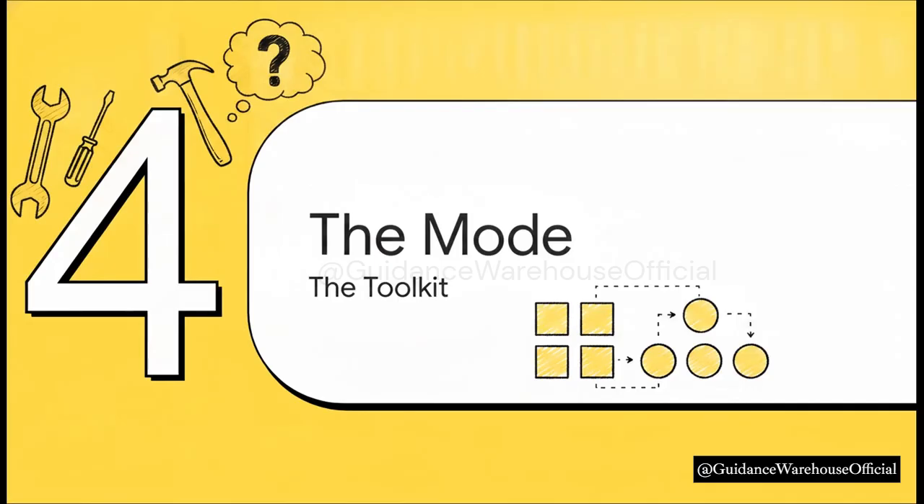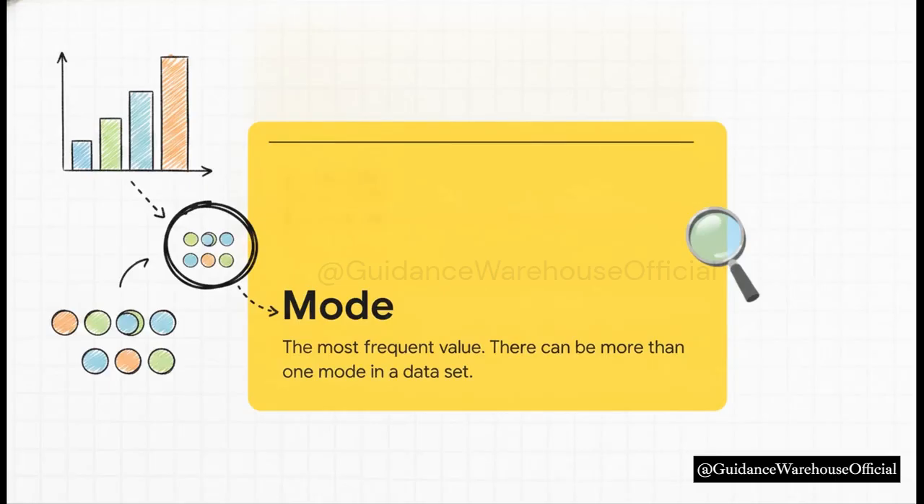Section 4. The toolkit, the mode. We have a third tool in our box, and it's a quick one. The mode is simply the most frequent value in a data set. It's the popularity contest winner. For example, if we look at 20 statistics exam scores, and the score 72 shows up 5 times, and no other score shows up that often, boom, 72 is your mode. It's just whatever happens the most.